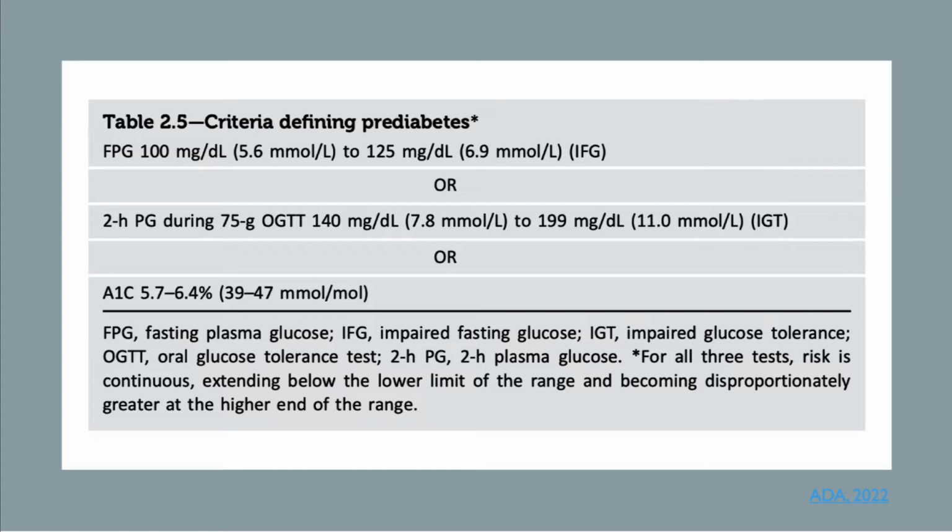If they have a 2-hour blood sugar drawn after a 75-gram oral glucose tolerance test and have a result of 140 to 199, that's prediabetes. And if they have an A1C of 5.7 to 6.4, that's prediabetes too. So those are the criteria for making the diagnosis of prediabetes, which is important because we can intervene and hold off diabetes or prevent it altogether.